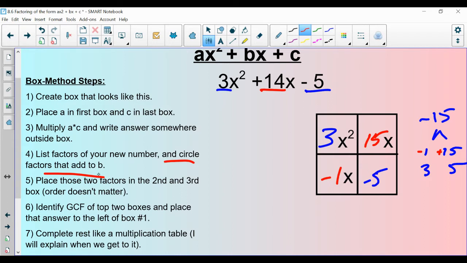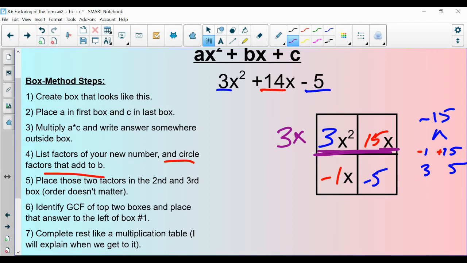Now, step 6, identify the greatest common factor of the top two boxes. These guys right here. What's the greatest common factor of 3x squared and 15x? Hopefully you guys are agreeing with me that that would be 3 for the greatest common factor of 3 and 15. And the greatest common factor of x squared and x would be a single x. This one had 2 x's, this one had 1. So in common, they have 1.